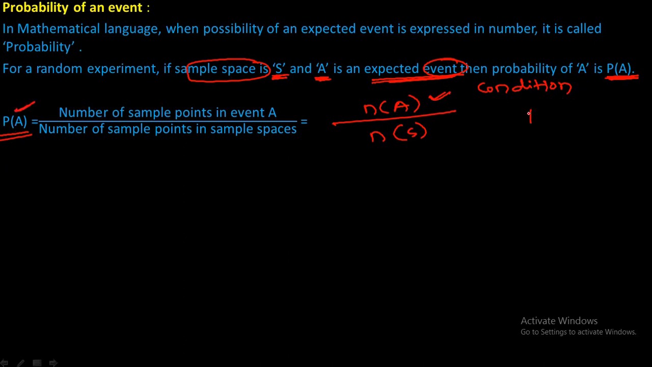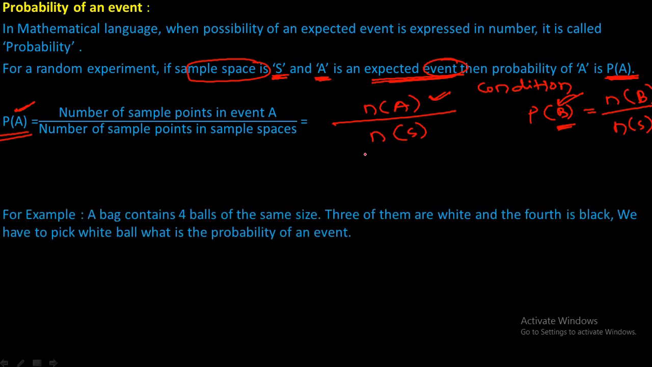If you are finding the probability of event B, then it becomes N of B divided by N of S. N of S remains the same. I hope you understood. This is the formula you should remember very easily.